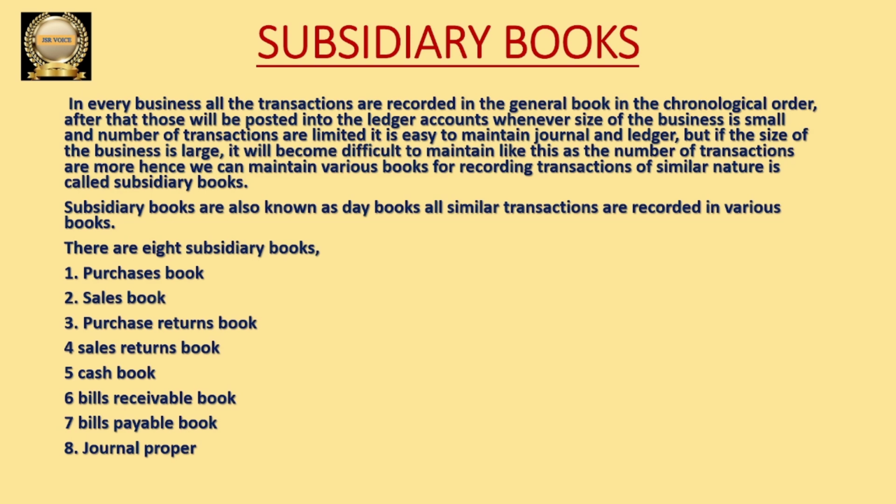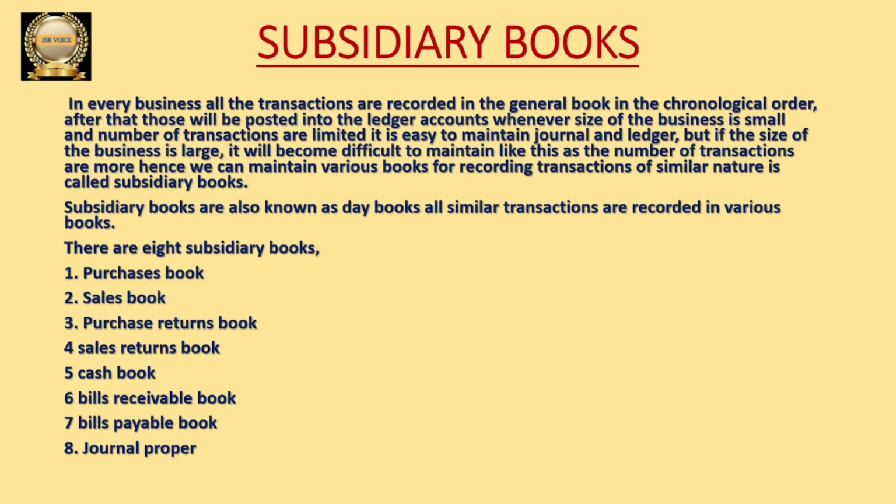Customers returned those goods due to some reasons to the business. Those are known as sales returns: sold, but customers are returning. Sales returns are recorded in the sales returns book. Next, the fifth book is the cash book. In the cash book, all cash related transactions are recorded. If any transaction is made through cash, that will be recorded in the cash book.